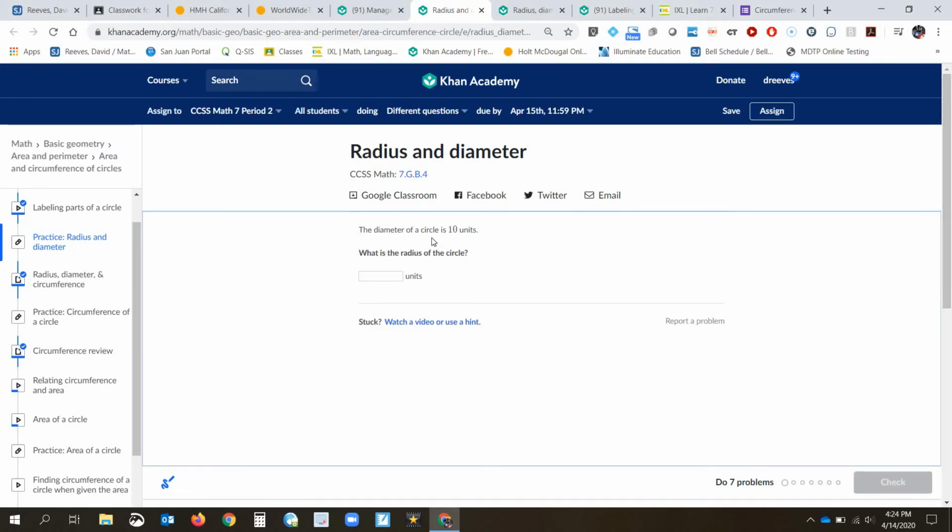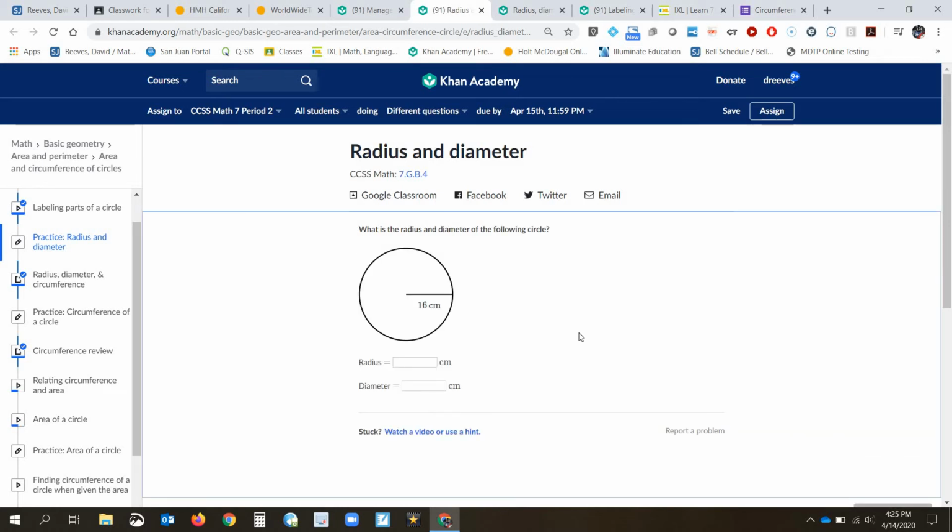The diameter of a circle is 10 units. What is the radius of the circle? A radius is half of the diameter. So I'm going to put in 5 and hit check, and it tells me I got it correct. And then I'm going to go on to the next question.